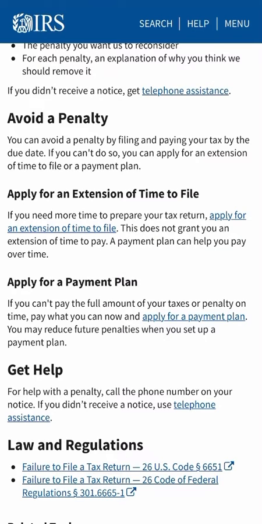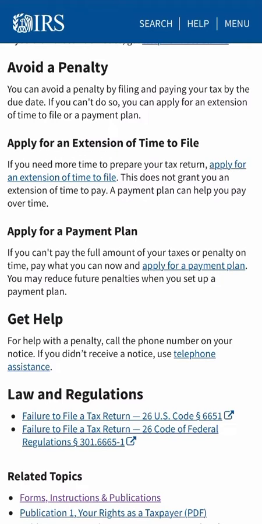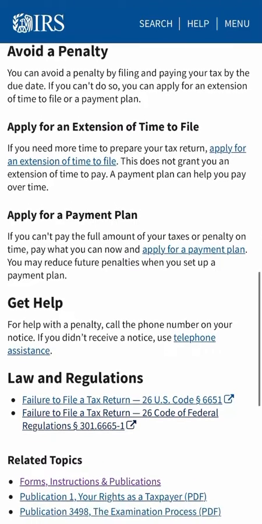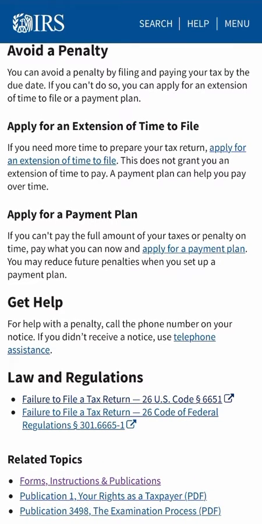So you can apply for an extension of time to file. It doesn't cost you anything to do that. You're automatically granted an extension of time to file, but this does not give you an extension of time to pay. So a payment plan can be put in place and it can help you so that you can pay over time to reduce that amount of penalty that may be incurred by the time you actually file your returns.